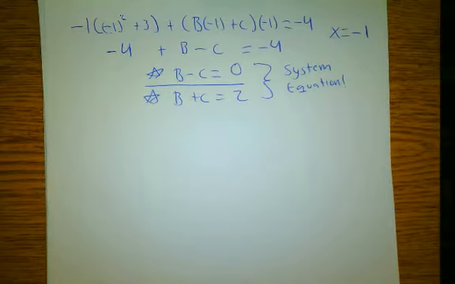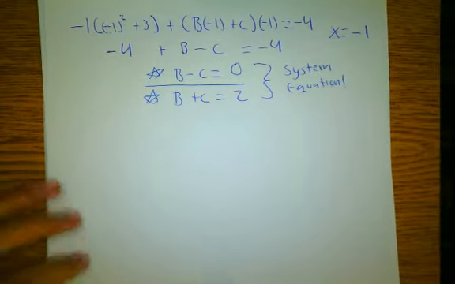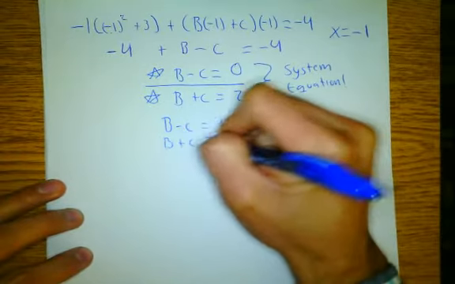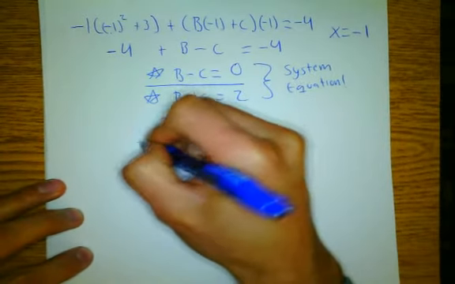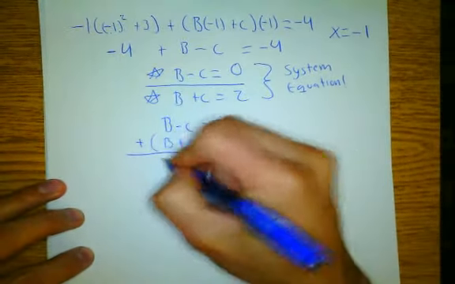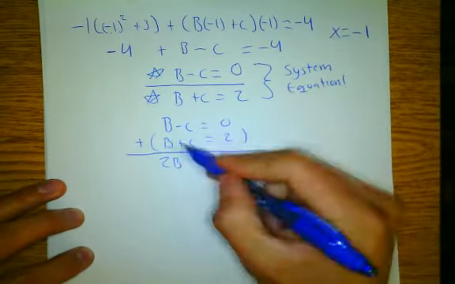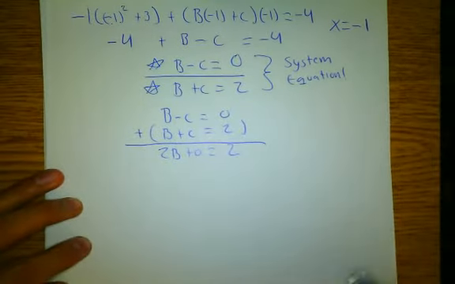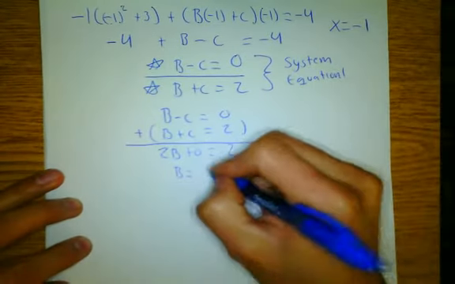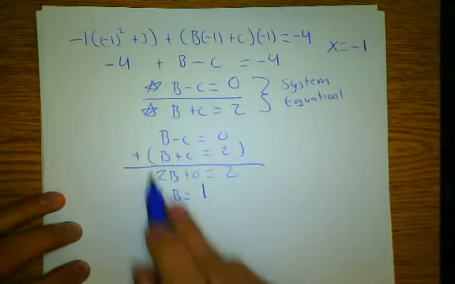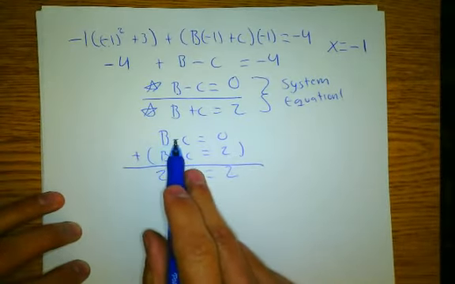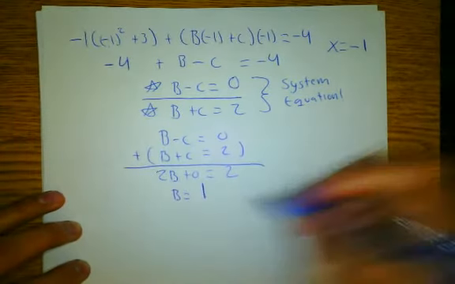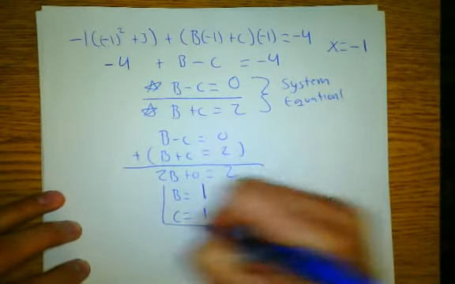Are we okay with that? So I have b minus c equals 0. b plus c equals 2. If I add these expressions, b plus b is 2b. Negative c plus c is 0. And 0 plus 2 is 2. Which means that b is equal to 1. And according to this expression, if b minus c equals 0 and b is 1, 1 minus what would be 0? So b and c are 1.